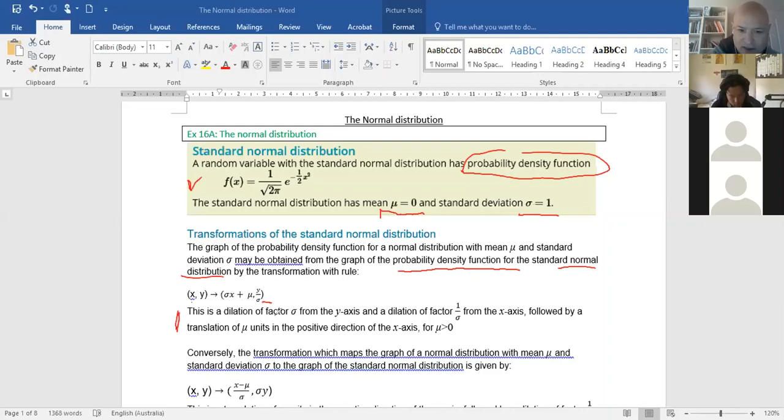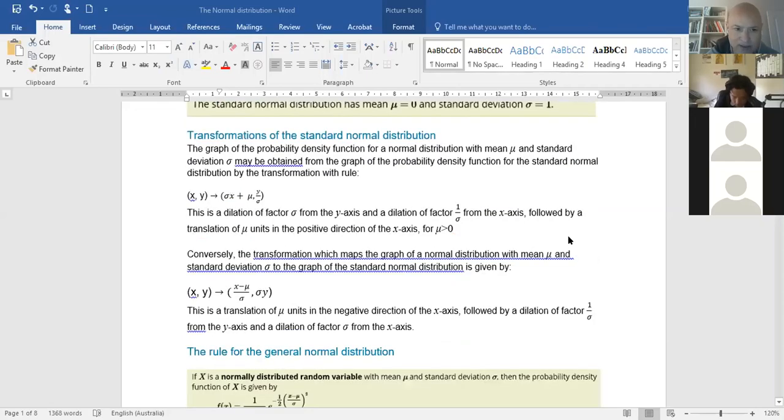It says dilation factor of the standard deviation from the y-axis and a dilation factor of 1 over the standard deviation from the x-axis. Okay, we can see that. There's the y, there's the x. Okay, should be able to see that clearly. And also, the x-axis has a translation of the mean units in the positive direction. And of course, the mean has to be greater than 0, sorry. Okay. I'm going to clear all that because you should have all that written down. You can underline as I'm going.